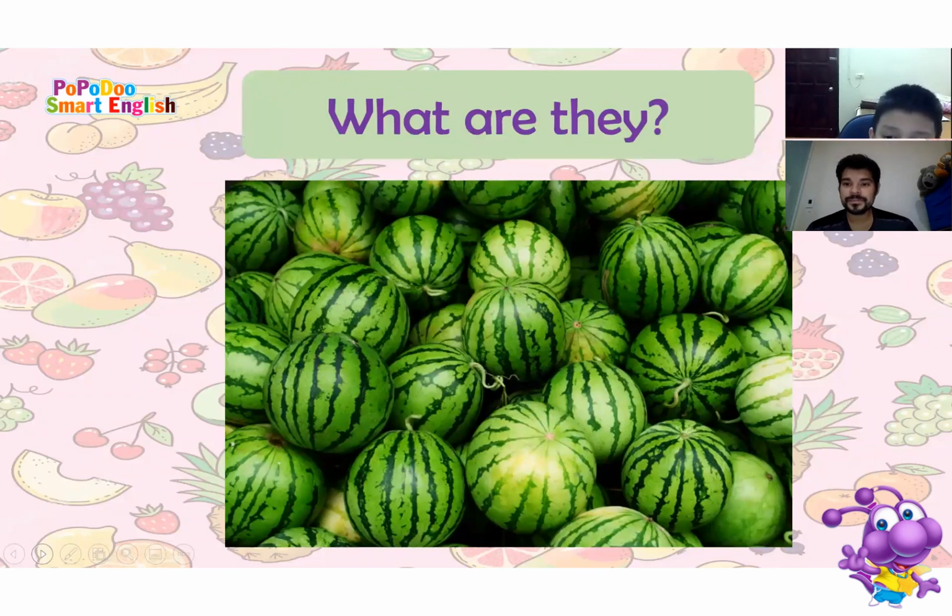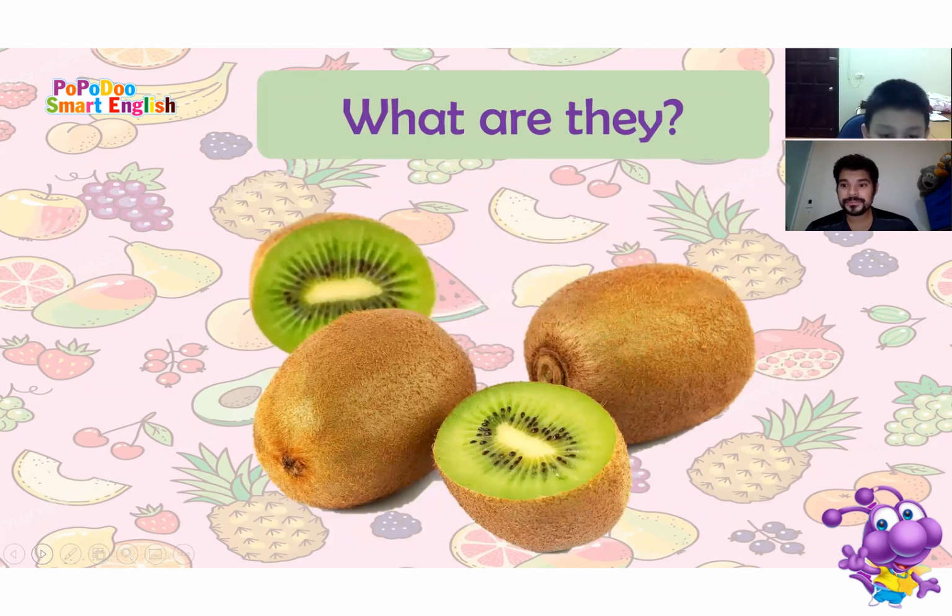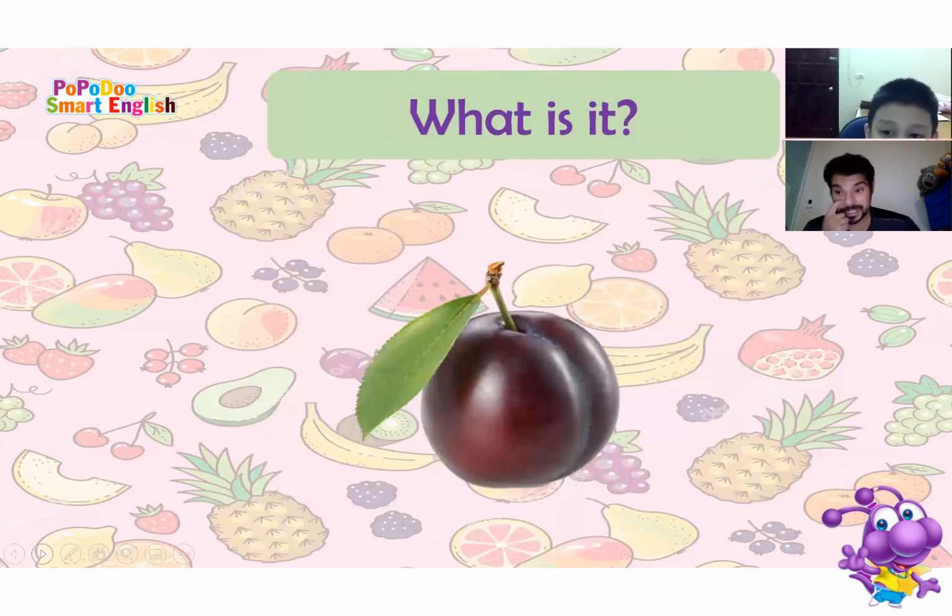What are they? It's an orange. No, look at the screen. What are they? So watermelon, they are watermelons. Okay, what is it? It's a melon. Okay, what are they? It's a melon. No. What is this? They are kiwis. What is this?